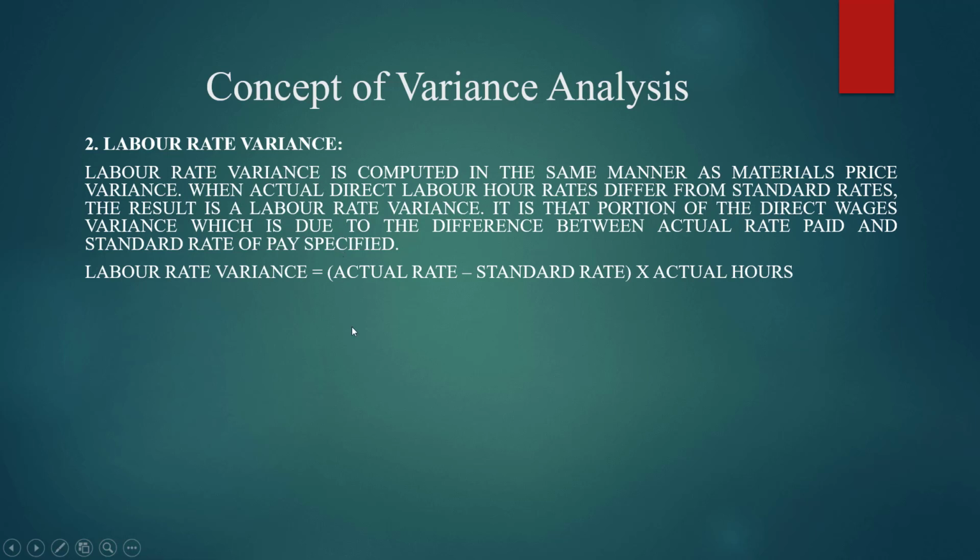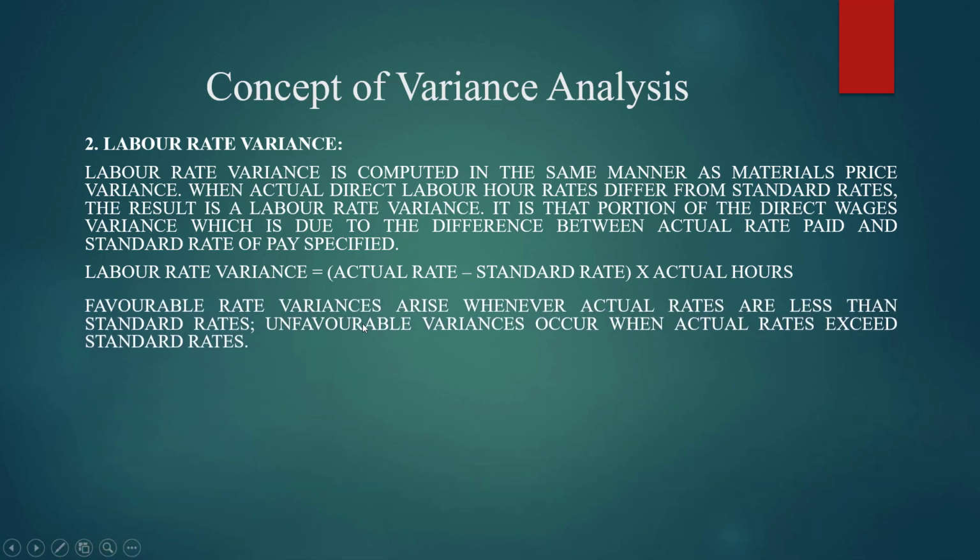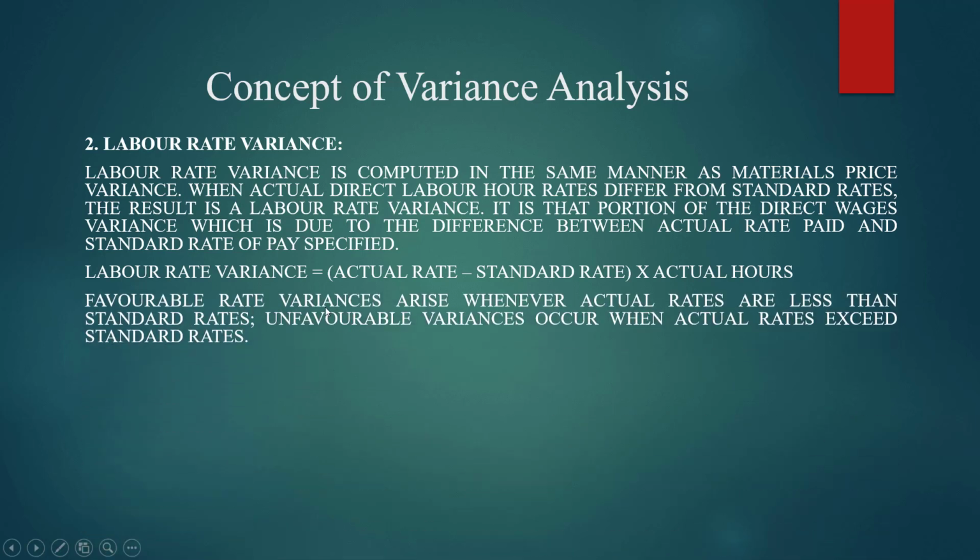So in rate variance we see the difference between actual and standard rate, okay, the price. And in case of efficiency we see the output, how efficient they are, how many hours they are working and all. So I have written here: favorable rate variance arises whenever actual rates are less than the standard rates. Unfavorable or adverse variance occurs when the actual rate exceeds the standard rate.